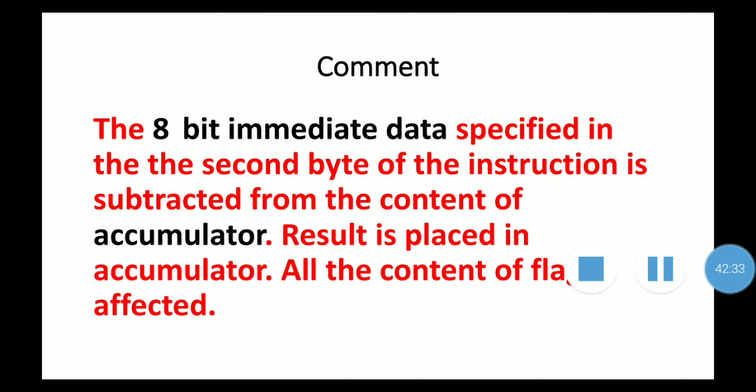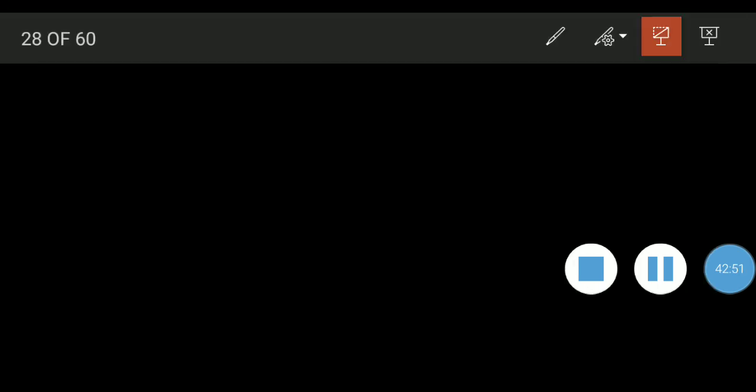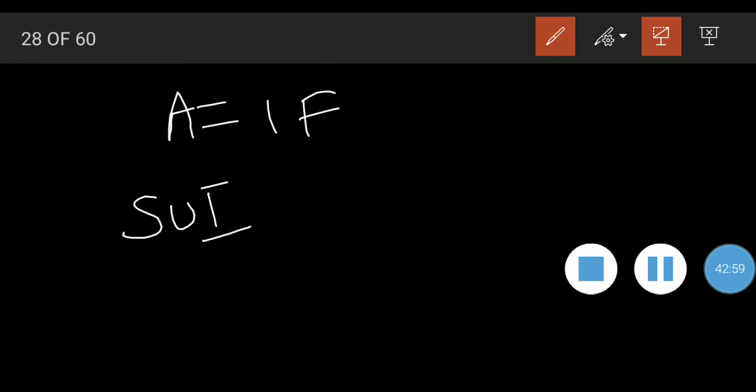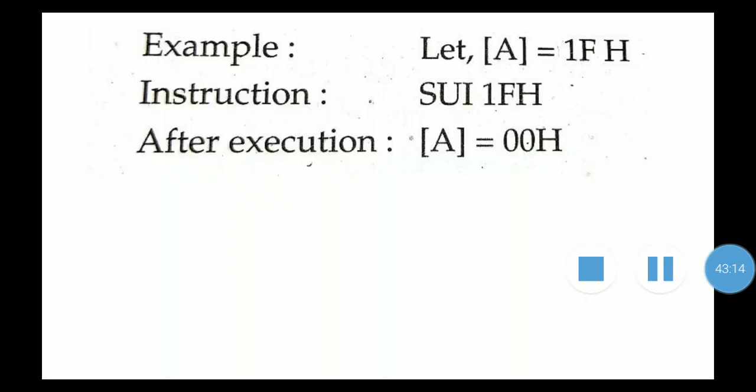Let us take one example. On your screen you have an example: the accumulator contains 1F. You have data 1F. When I subtract the same data 1F, the result in the accumulator is 0. If I have 1F in the accumulator and I specify SUI 1F, then 1F will be subtracted from 1F and I will get 0 0. You can see on the screen, after execution, A contains 0 0.